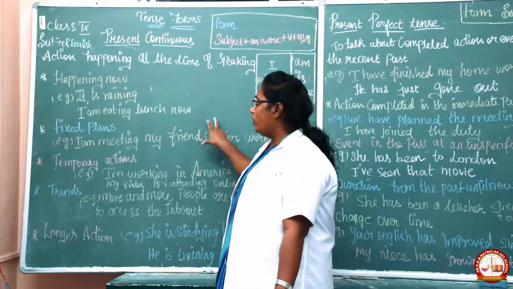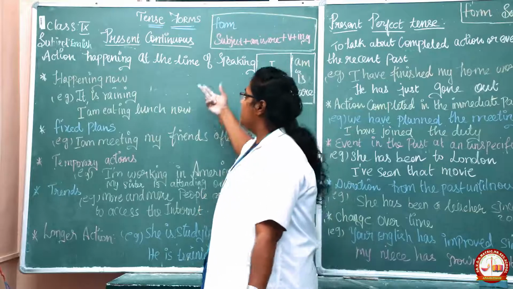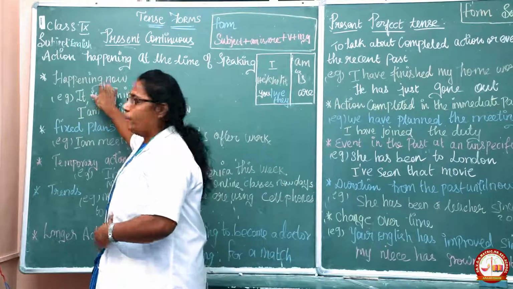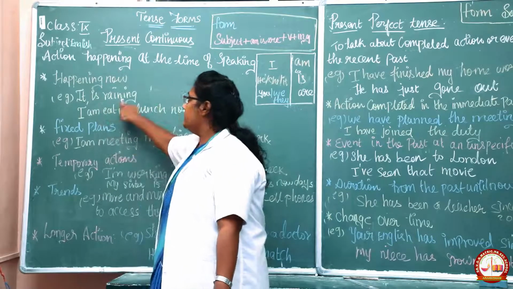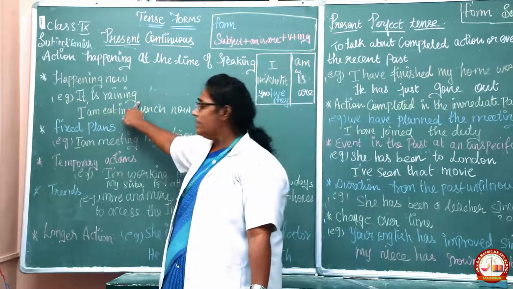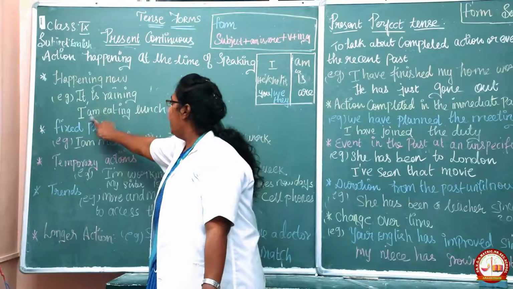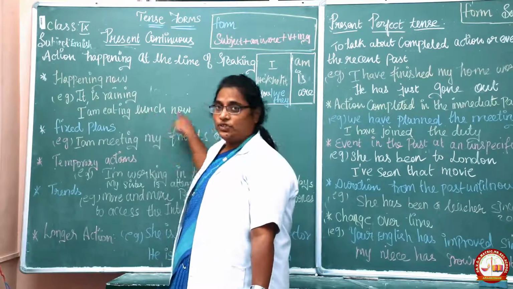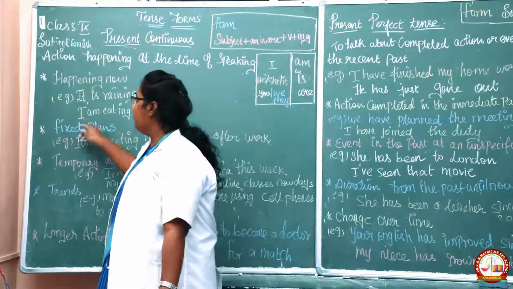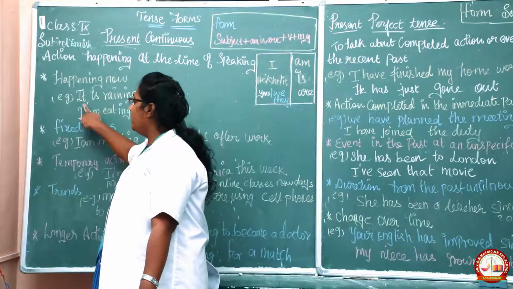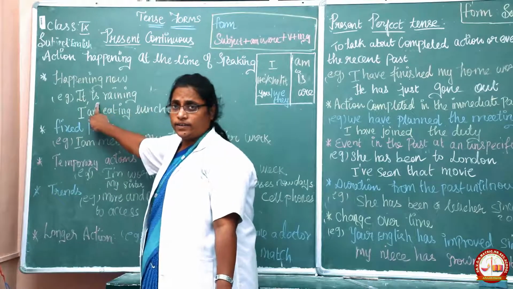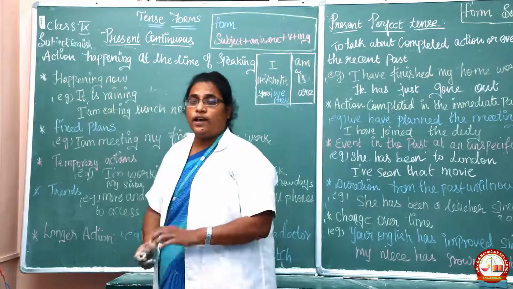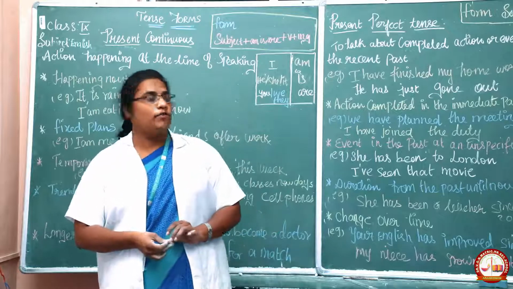So in what all things will we be using this present continuous? Happening now. It is raining. And I am eating lunch now. So here I is the subject, and am is what? It is a be form verb. So I hope you know what a be form verb is.